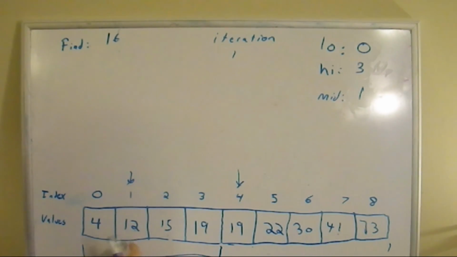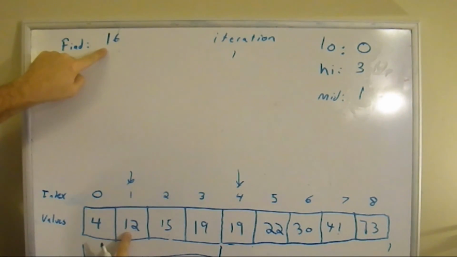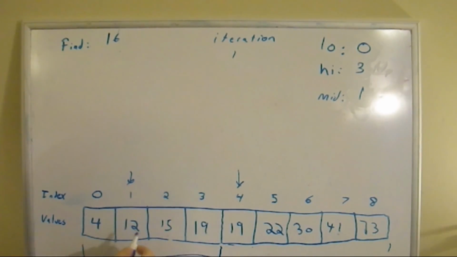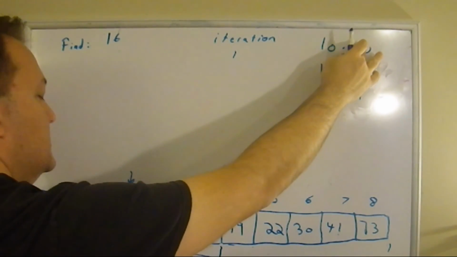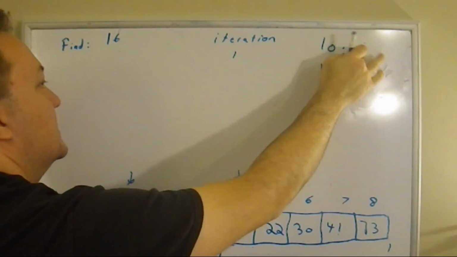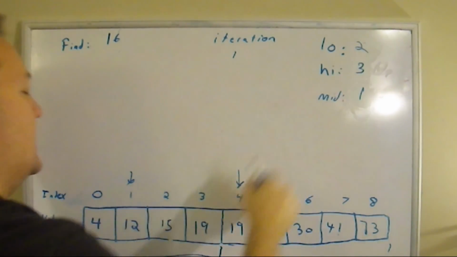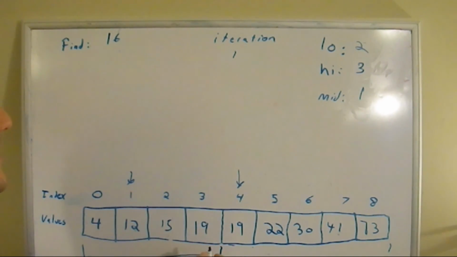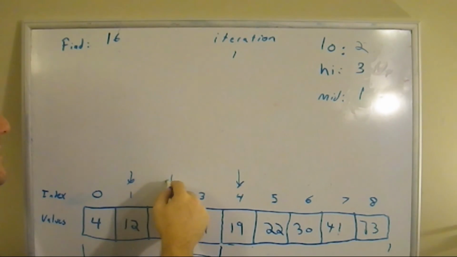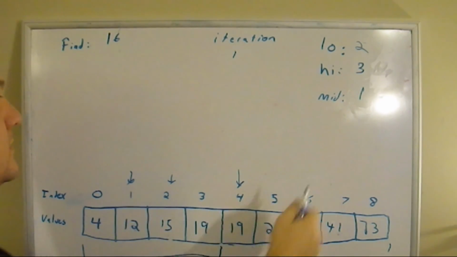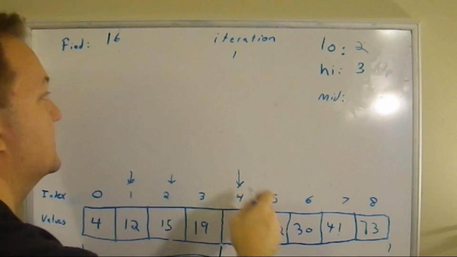I take a look at 12. Is 12 higher or lower than 16? I say that it's lower, so now I know that my search area is going to be above the midpoint. So my new low is now index 2. My high remains 3, and my midpoint is going to become 2. So this is my second iteration.